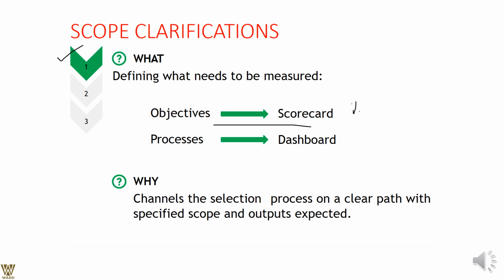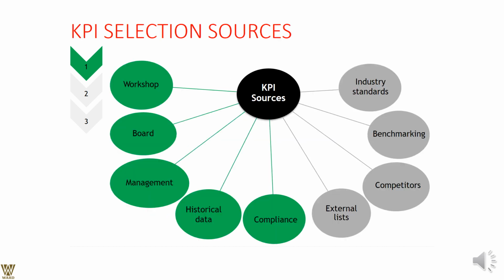We will be talking about the processes. The processes are all the activities that take place in an organization and can be reflected very well in the dashboard. So why? The channels of selection process on a clear path, on a specific scope, and the output that has been done as expected out there. Scope clarification is what we are into.